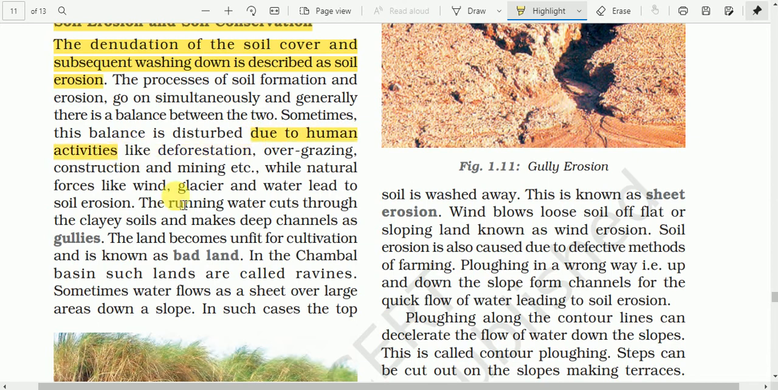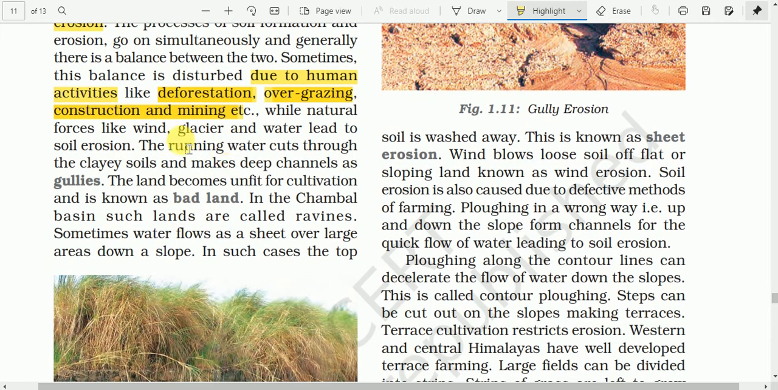Due to human activities like deforestation, overgrazing, construction and mining, these are the different causes of soil erosion in India. Soil erosion in India is mainly caused by human activities. Of course, natural factors also cause soil erosion, but that is a natural process. We cannot control it. But human beings also accelerate the process of erosion, and some of the important human activities that cause soil erosion are deforestation, overgrazing, construction and the mining process.